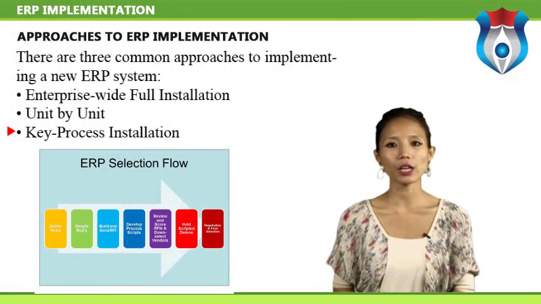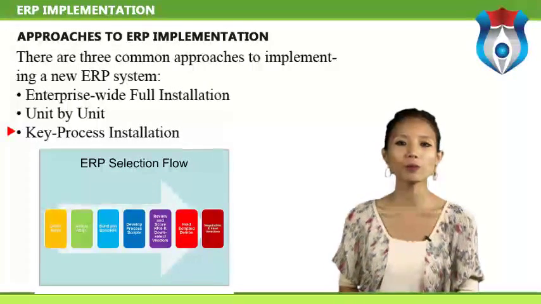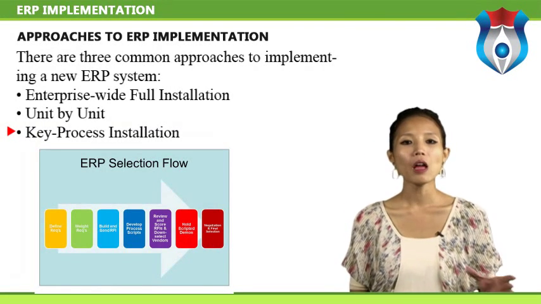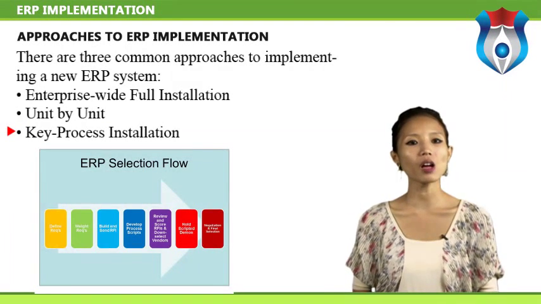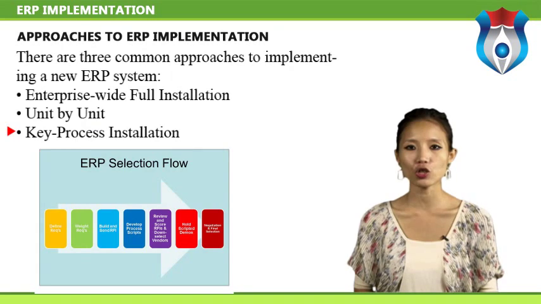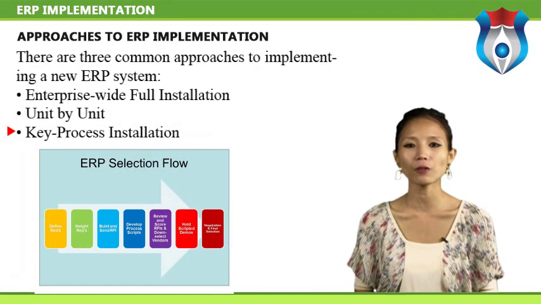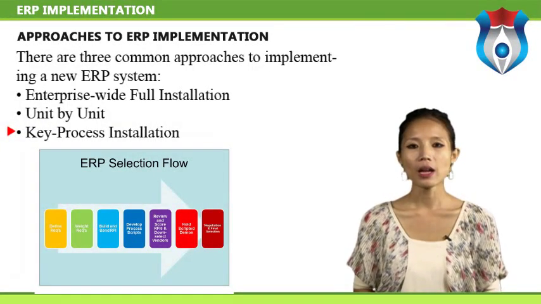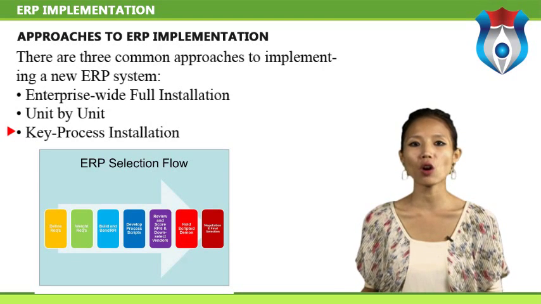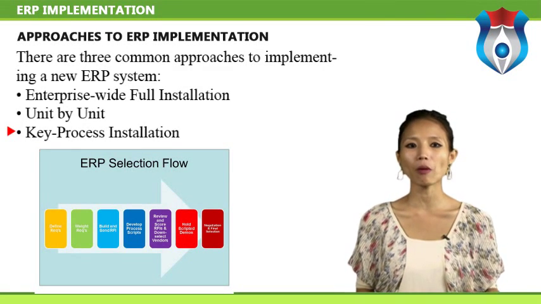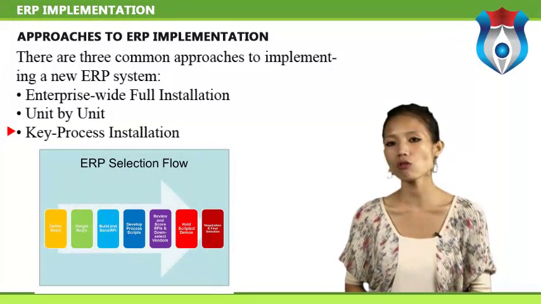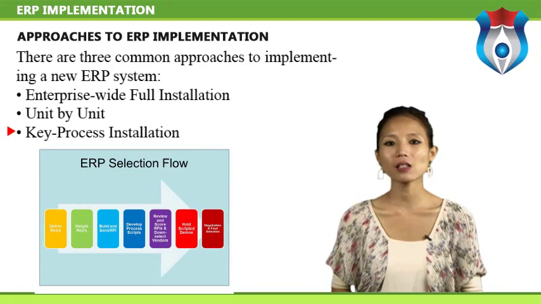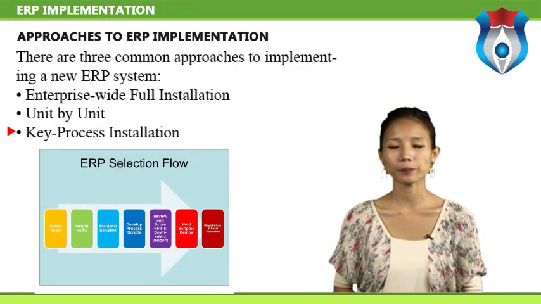Key process installation. Smaller companies often opt to focus on a few key processes for the initial ERP installation. For instance, they may decide to start out using the ERP application's financial module and add other features as the company grows. Traditional ERP software often causes problems down the road for this type of installation, since it requires choices to be made at the time of the initial installation that could not easily be changed at a later date.